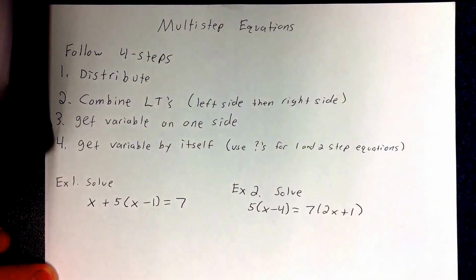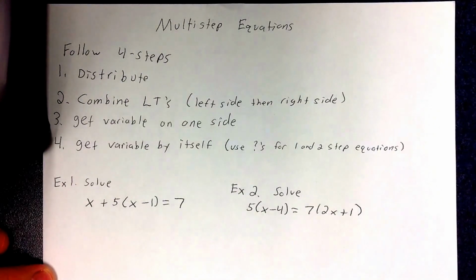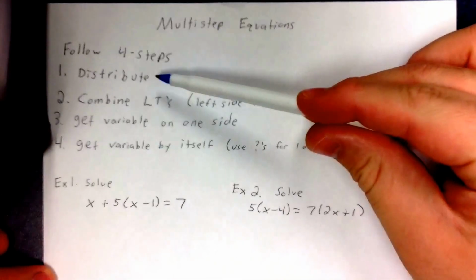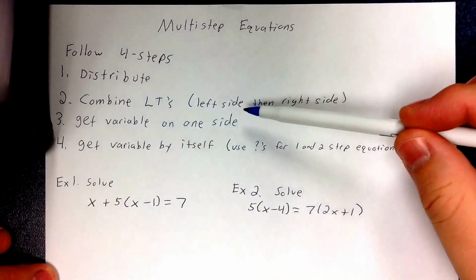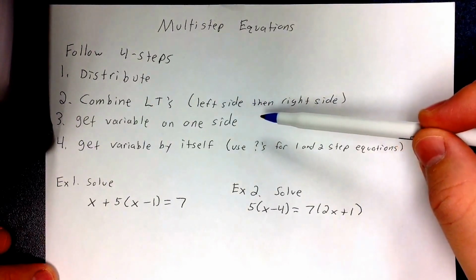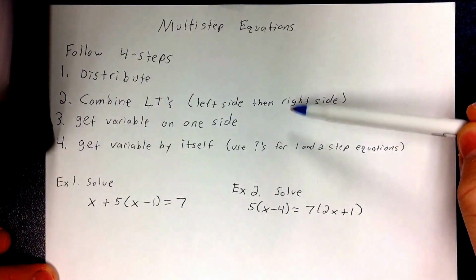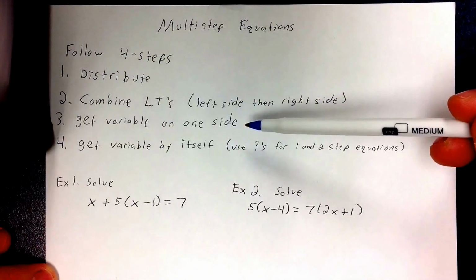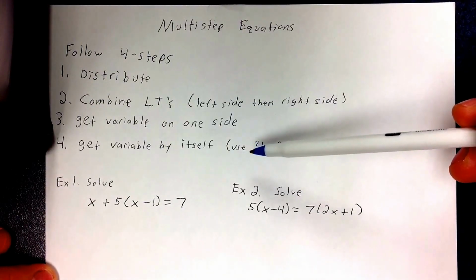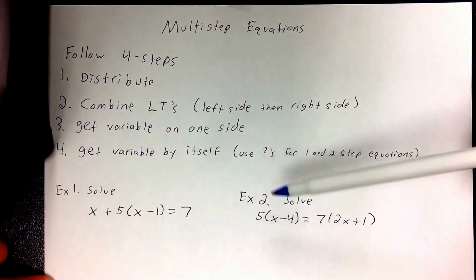Okay, today we're going to talk about multi-step equations. And to do multi-step equations, we follow the 4 steps. The first step is to distribute. Then we're going to combine like terms on the left side of the equal sign, then the right side. Then we're going to try to get the variable on one side. Then we're going to get the variable by itself.